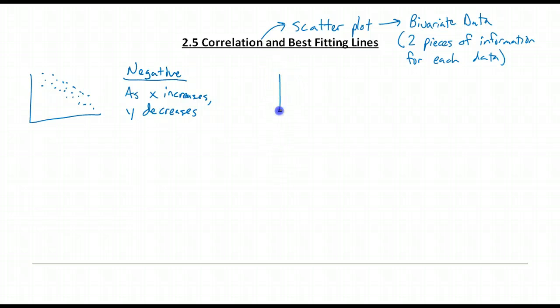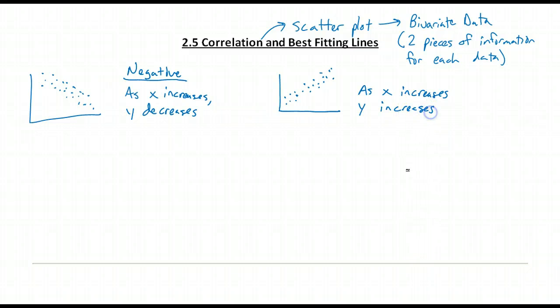The second type of correlation is the opposite of negative correlation. If our scatter plot looks like this, if we read this graph from left to right, as x increases, our y increases. This type of correlation is positive. It goes up from left to right.